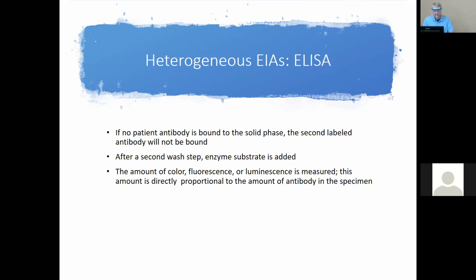All right. If no patient antibody is bound to the solid phase, the second labeled antibody will not bind. After a second wash, the enzyme substrate is added. The substrate's looking for who? Looking for that second antibody. Okay, not the first one, looking for the second one. The color amount, the fluorescence amount, the luminescence amount can be measured, and it's directly proportional to the amount of antibody that was found. Okay?